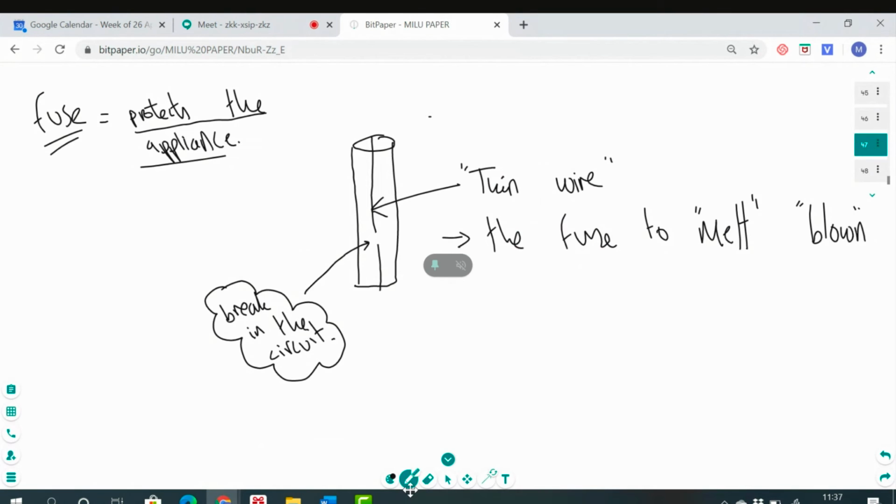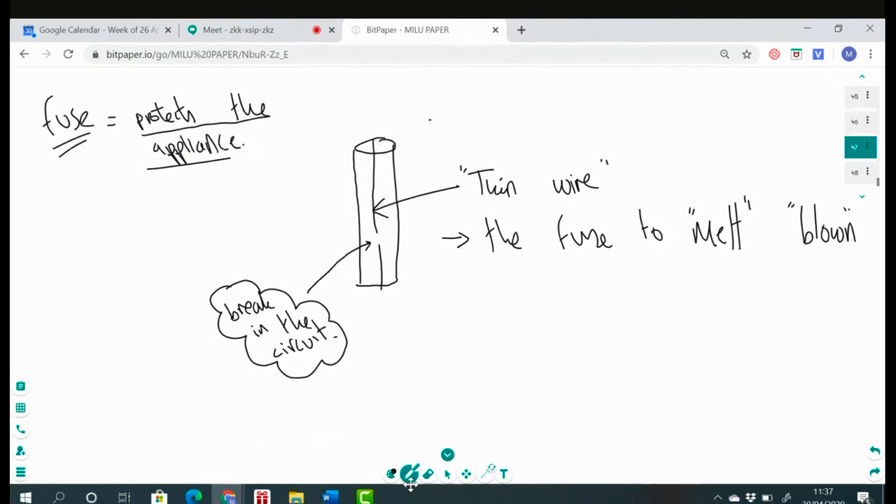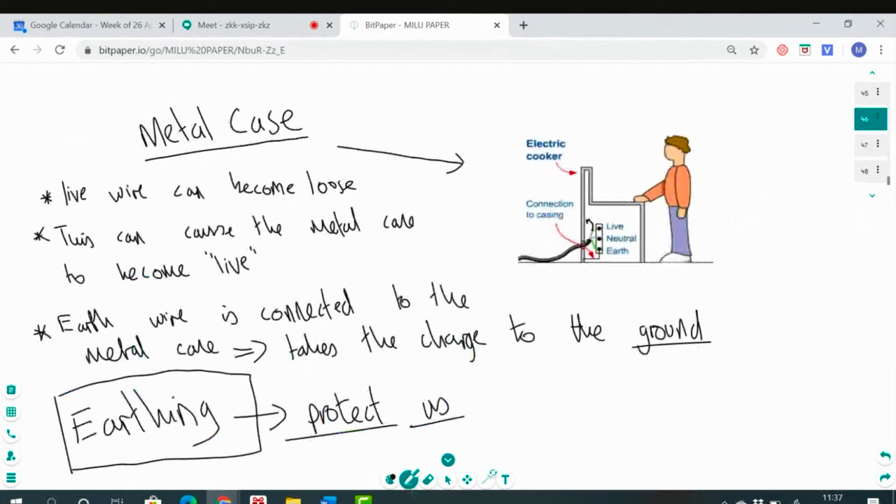The question I've got for you, and I know there's another homework, but I'm going to give you a double portion this morning. The task I'm going to give you today, just have a think about: what if we had a plastic cased appliance?